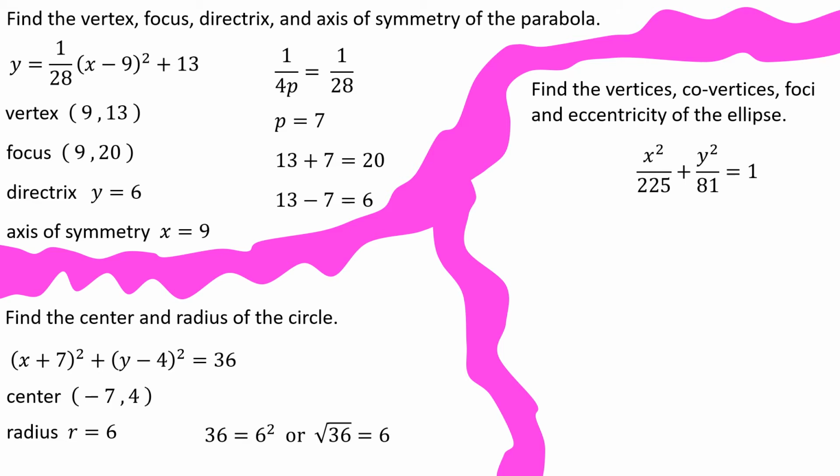Oh my goodness, we have an ellipse. Okay, it looks like it would be centered at the origin, right? So it would be centered at 0, 0. So we just got to figure out how far to move in each direction.